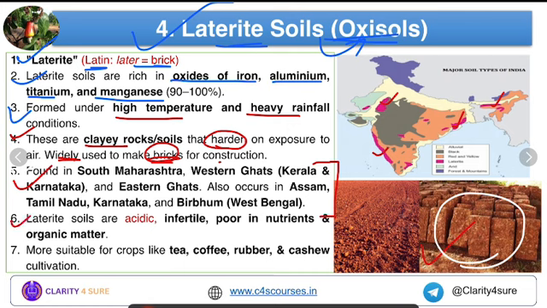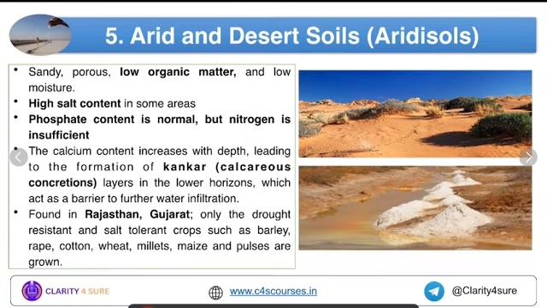Next, laterite soils are acidic. They are infertile. They are poor in nutrients and organic matter. But they are really good with some interventions and agricultural practices. They are good for tea, coffee, rubber, and cashew. So this is about the laterite soil.